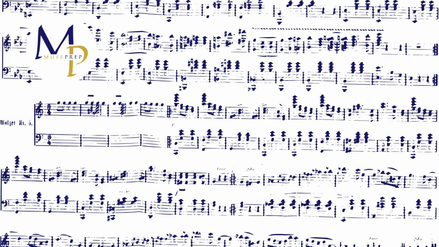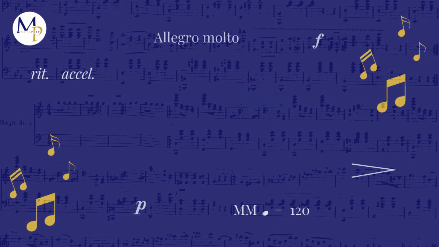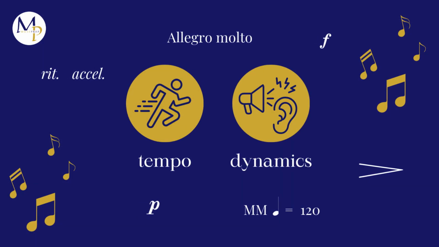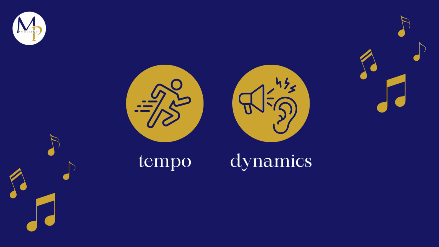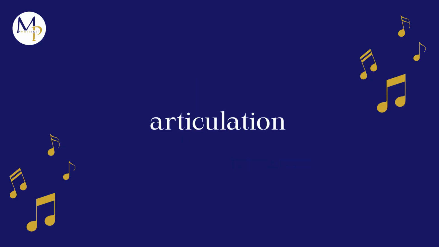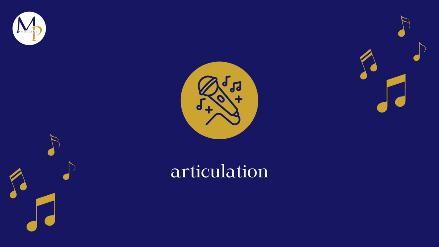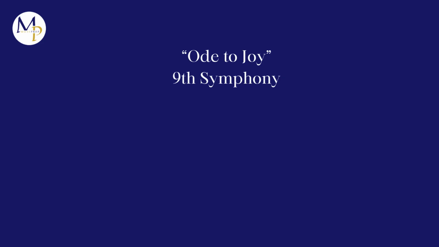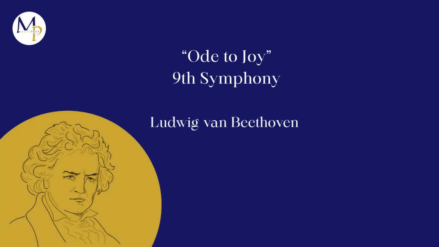Welcome back. In the last two videos, you learned how tempo and loudness can be indicated in music through additional markings. In this video, we will look at articulation, meaning the way notes are played and connected. We will demonstrate the different possibilities using the melody of Ode to Joy from Symphony No. 9 by Ludwig van Beethoven.